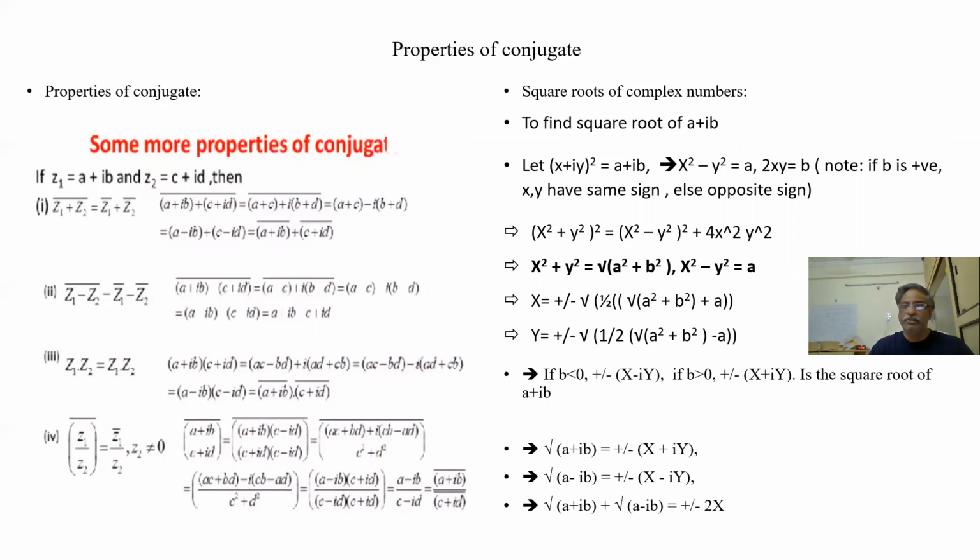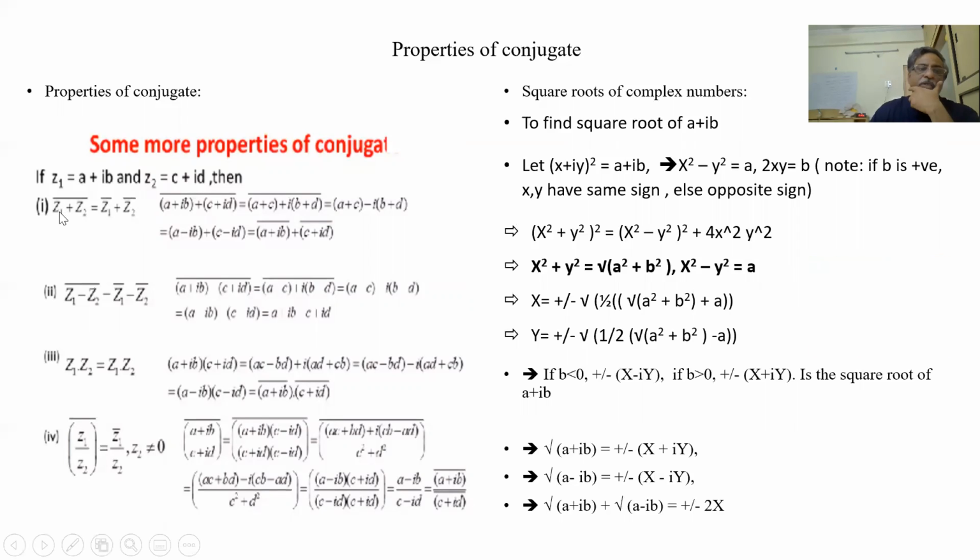Let us see the properties of the conjugate itself. The conjugate of (z1 + z2) is equal to z1 bar + z2 bar. So I am putting z1 + z2, converting all i terms, where bar means minus. Again, real terms and imaginary terms are separated like terms of z. So it becomes z1 bar + z2 bar. Similarly, in minus also, this is applicable. So the conjugate of z1 z2 is equal to z1 bar into z2 bar.